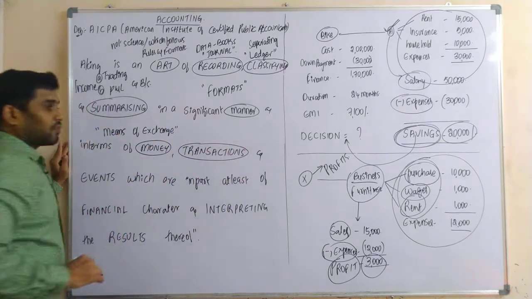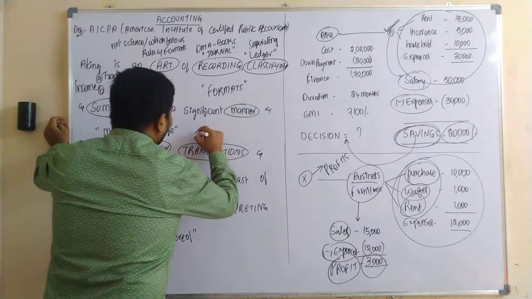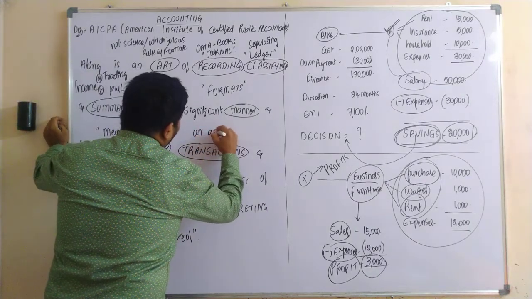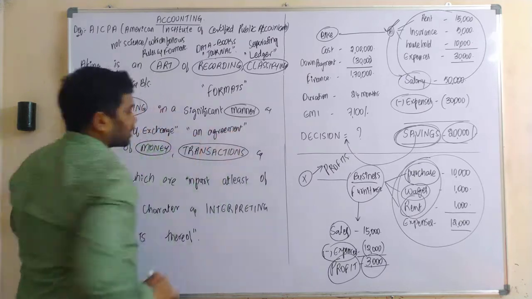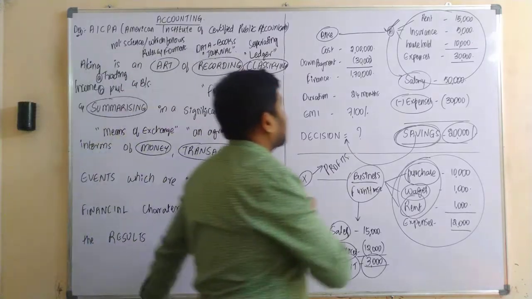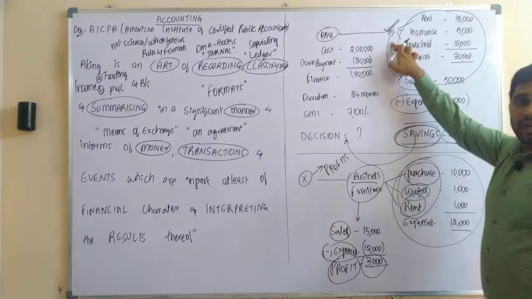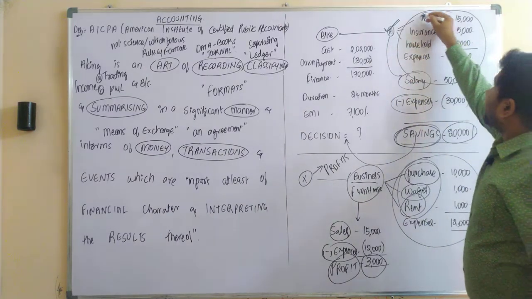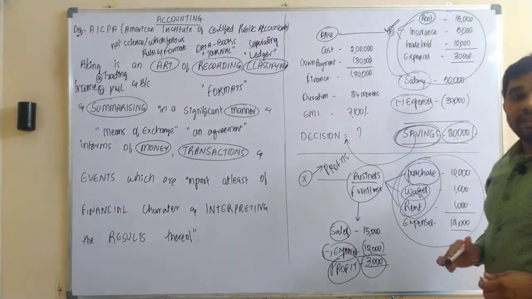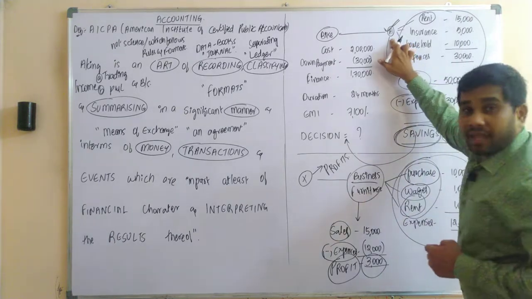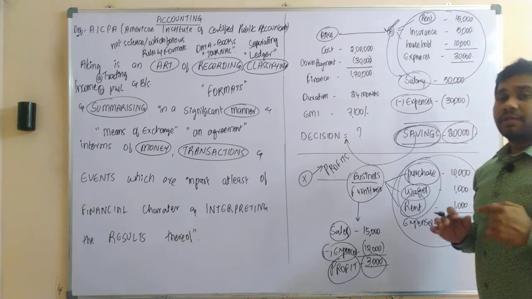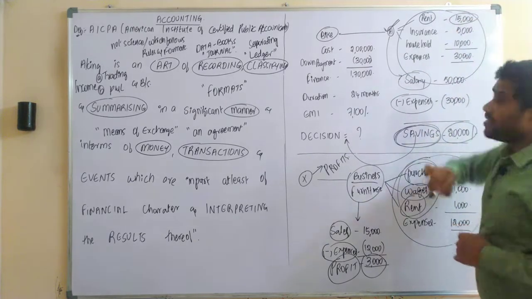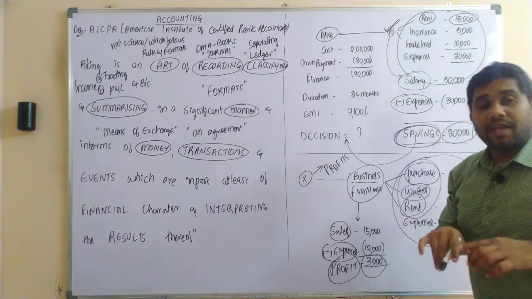Transactions. Sir, what is the meaning of transaction? A transaction is nothing but an agreement. Let's understand here. Suppose we have Mr. A, who is supposed to pay a rent of 15,000 per month. That means Mr. A and the landlord have an agreement that Mr. A needs to pay 15,000 rupees of rent every month.